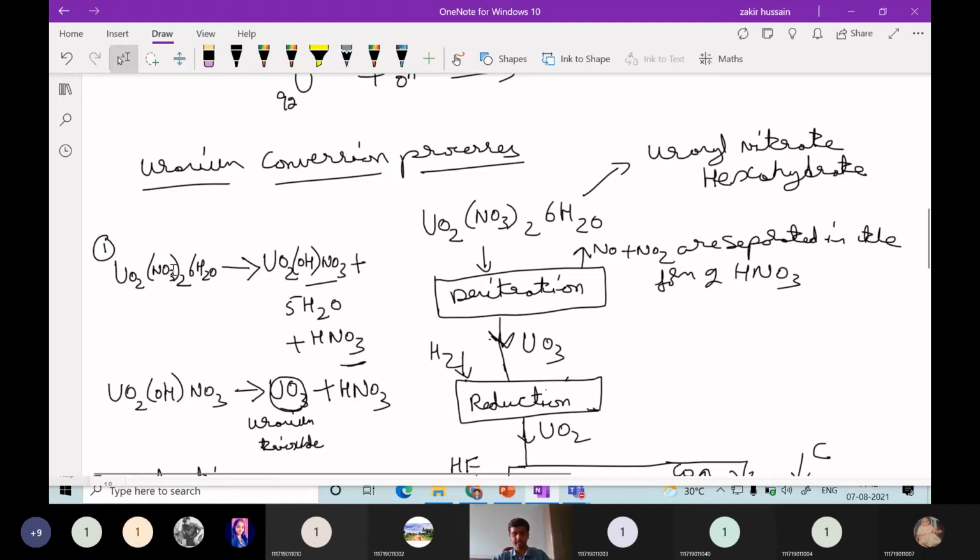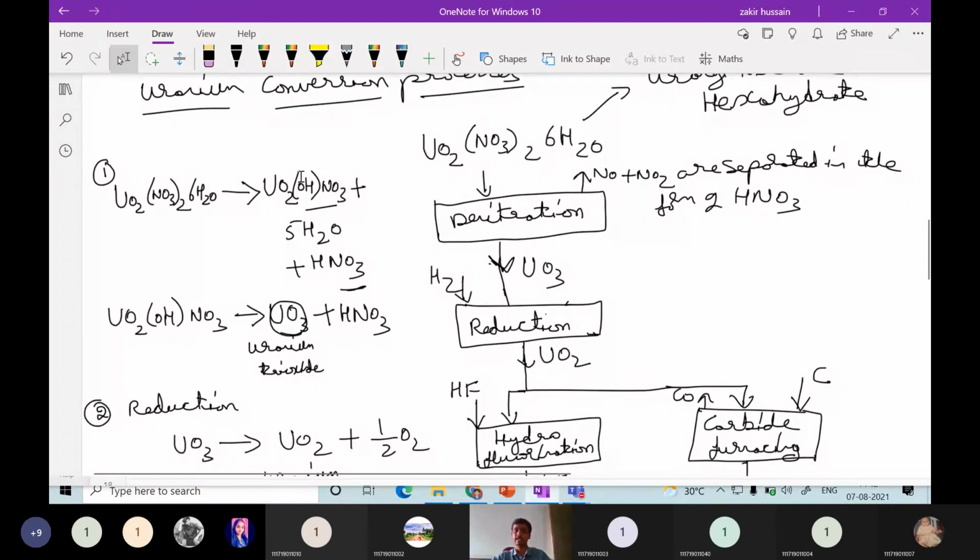Uranyl nitrate hexahydrate will be converted to uranyl nitrate along with the liberation of 5 molecules of water and 1 molecule of nitric acid. This nitric acid is nothing but the liberated NO plus NO2. Then this uranyl nitrate will undergo further denitration along with liberation of one nitric acid, giving UO3, uranium trioxide. Then this uranium trioxide has to undergo a reduction reaction to form uranium dioxide.